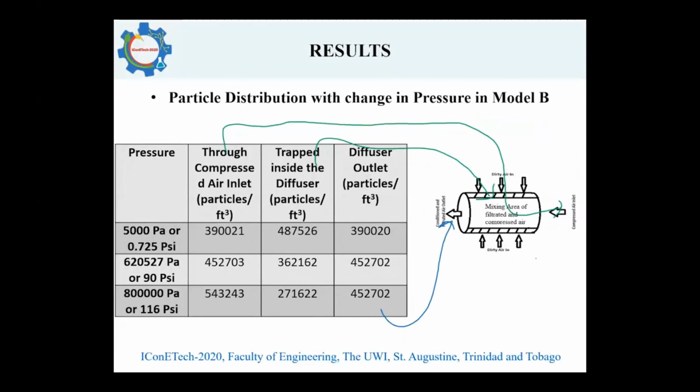Like I said, it is pretty common to have particles trapped because of the filtration capacity. But in Model B, the only observation we have noticed is that the particles are going back to the compressor, which could damage the compressor after a certain period of time.